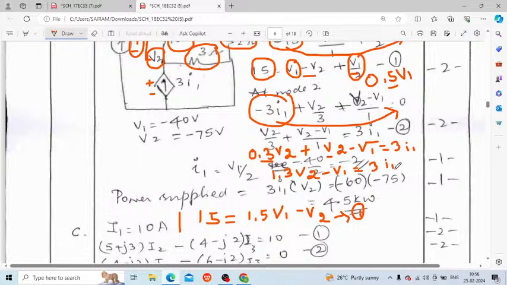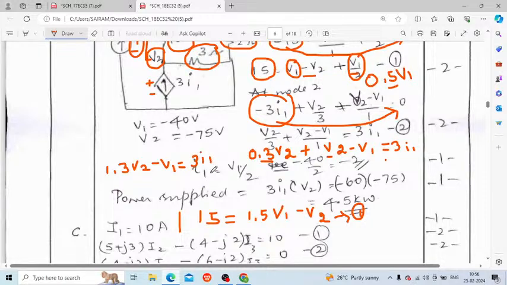into I1, right? Okay. So now I'll just erase this. Please wait, I'll just write it somewhere. So the equation becomes 1.3 V2 minus V1, which is equal to 3I1. Just a minute, there is some issue over here. Oh yeah, okay. So you get it as 3I1.